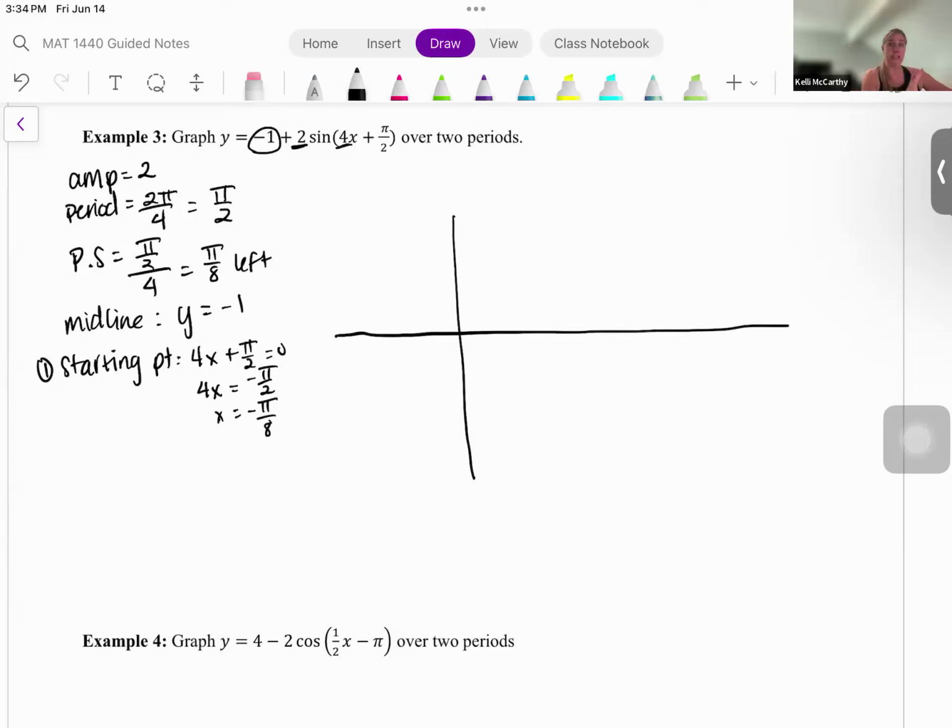So I'm going to illustrate these steps as I go. So I'm starting at negative pi over 8. So I'm going to call that negative pi over 8. Step 2, we're going to mark the midline. That midline was y equals -1. So I'm actually going to give myself a little bit of space here. And I'm going to use a different color here just to make it so it's clearly not part of the graph, but helps us see it.